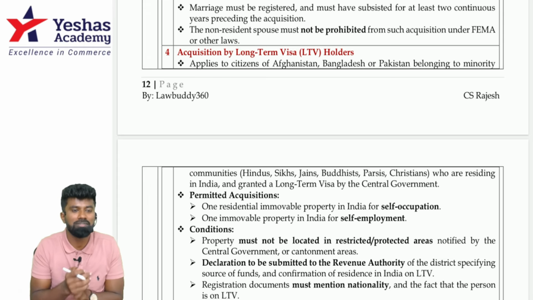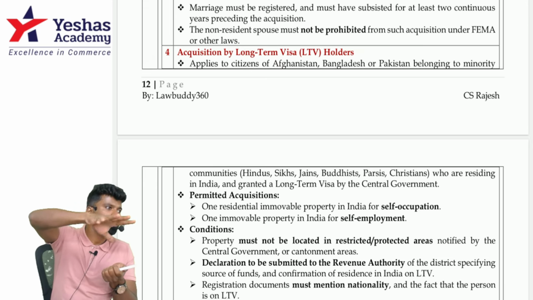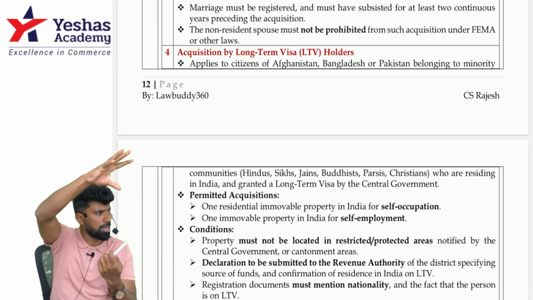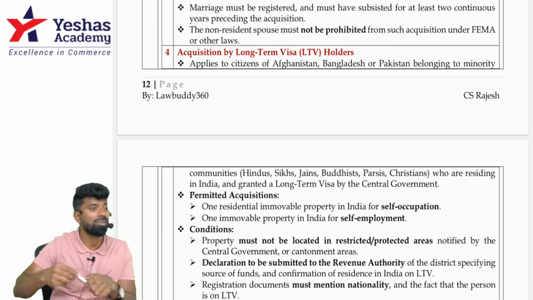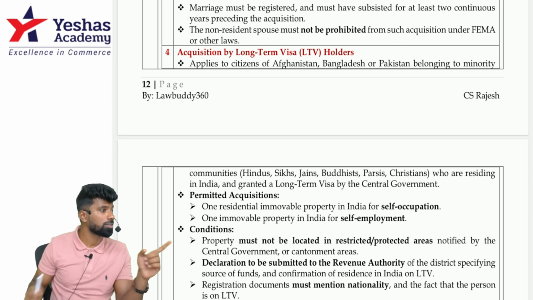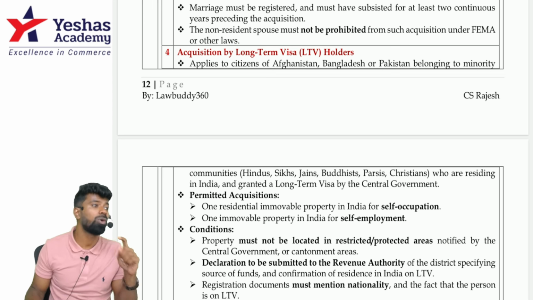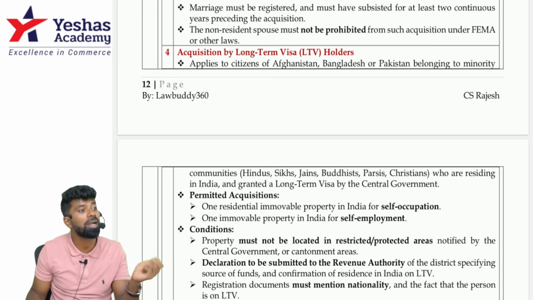Who are these long-term visa holders? I gave these examples, right? Because of religious oppression in certain countries. For example, in Bangladesh and Pakistan, there are special provisions. There was an amendment in the Citizenship Act to give citizenship status to the people from Pakistan because of religious oppression among the minorities.